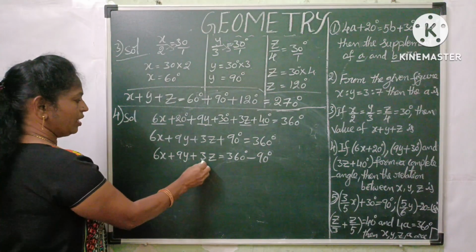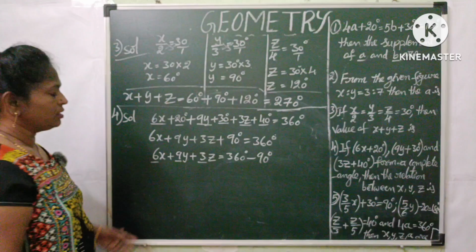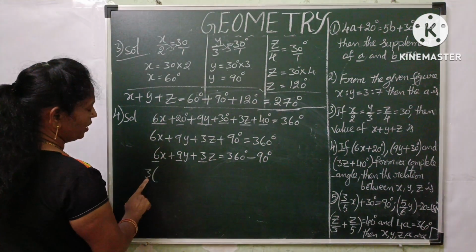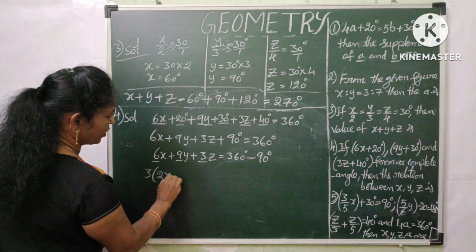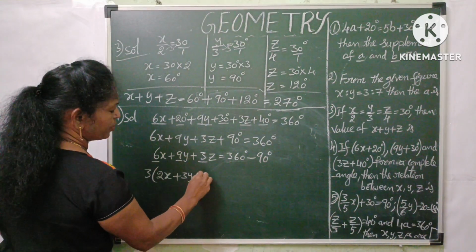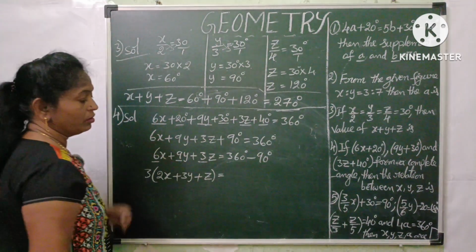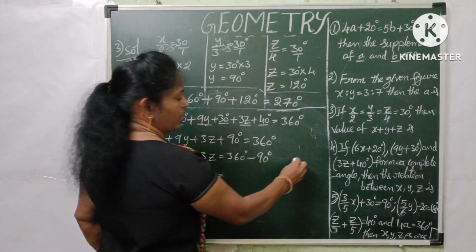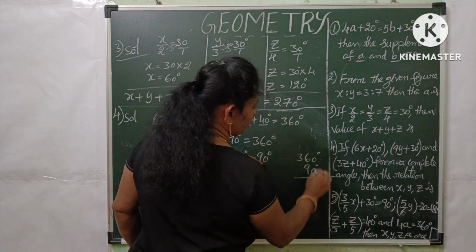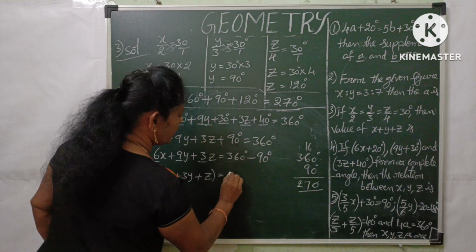Now, here we have to take the common factor in 6, 9, 3. In these three terms, 3 is divisible. Okay, 3 we have to take as common. 3 table in 6, 2 times, so 2x, plus 3 table in 9, 3 times, so 3y, plus 3 table in 3, 1 time, so z, equal to 360 minus 90. How much? 360 minus 90 is 270 degrees.